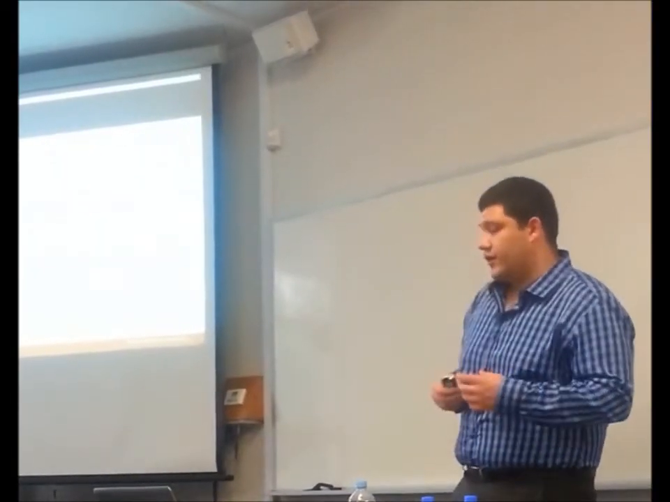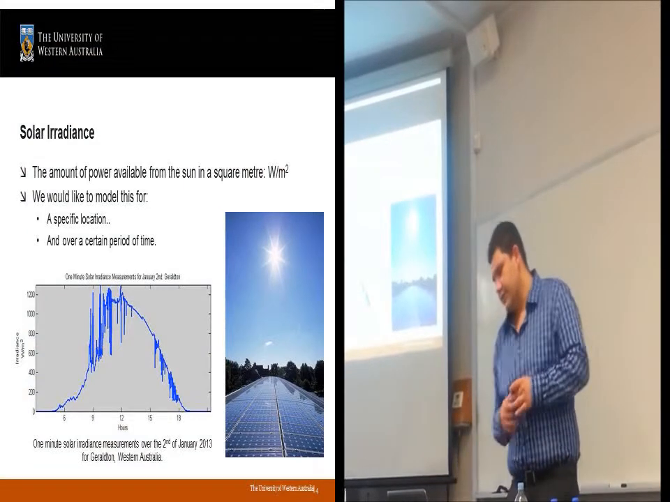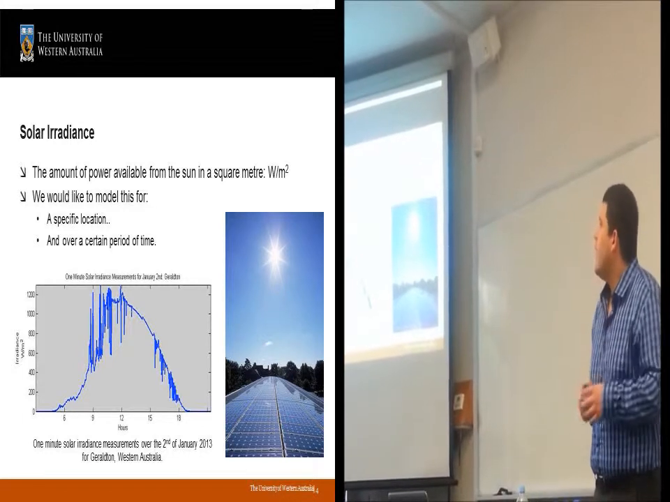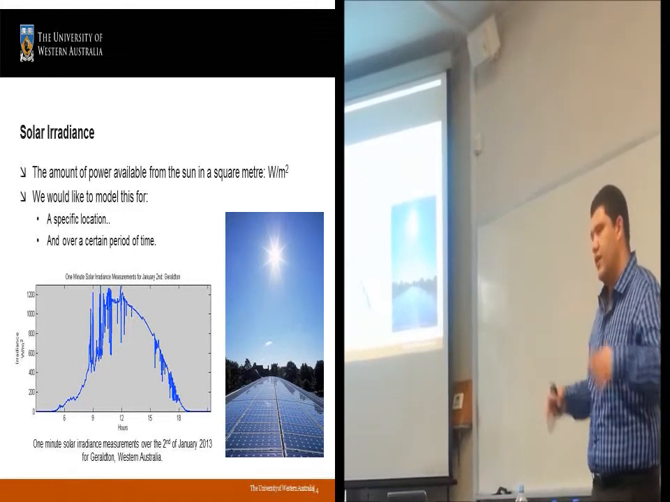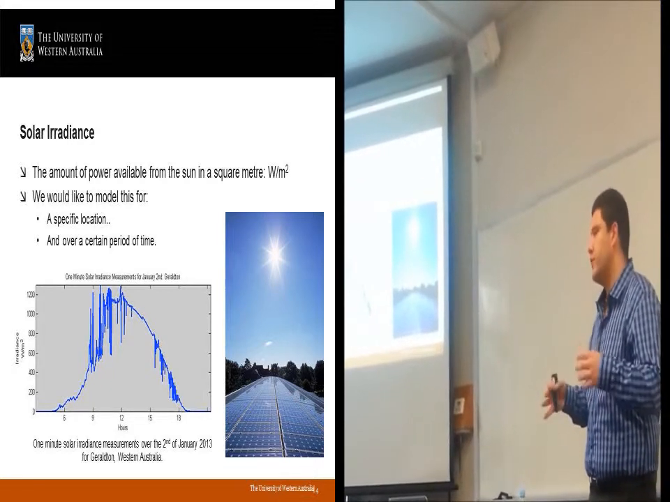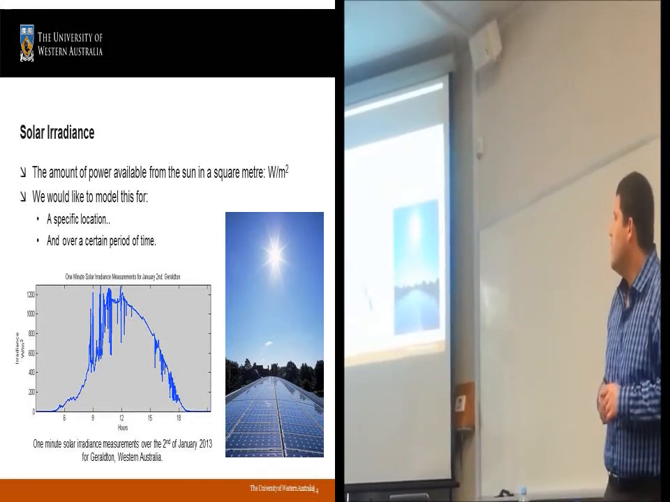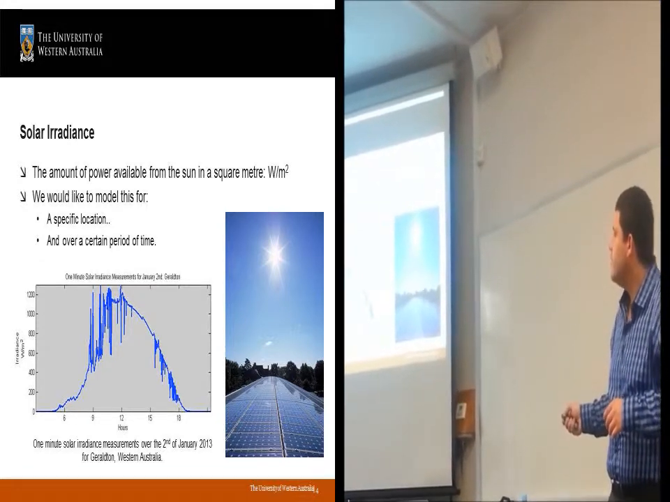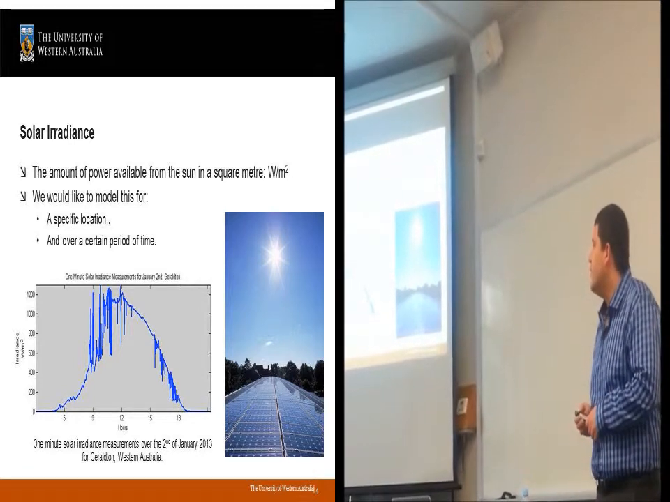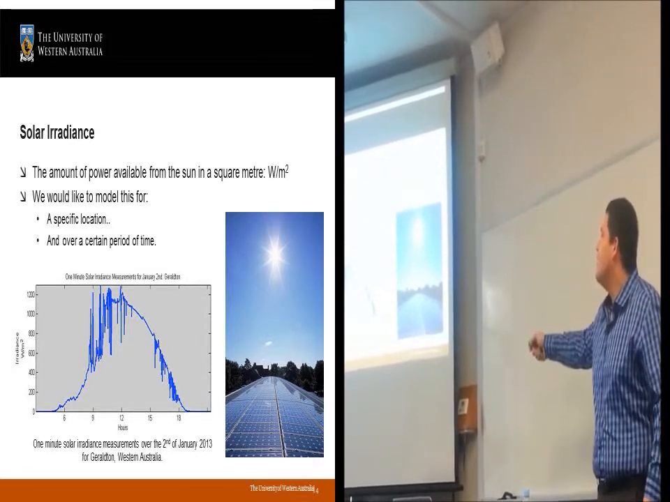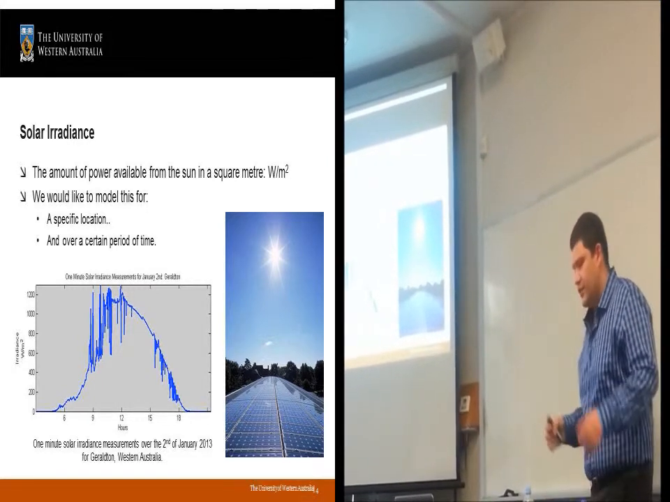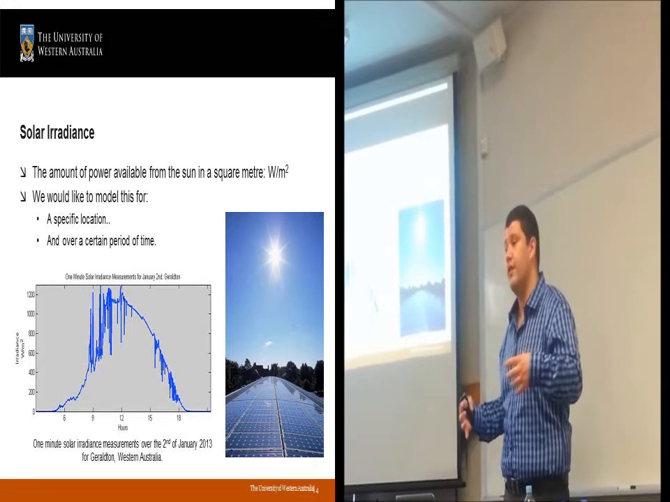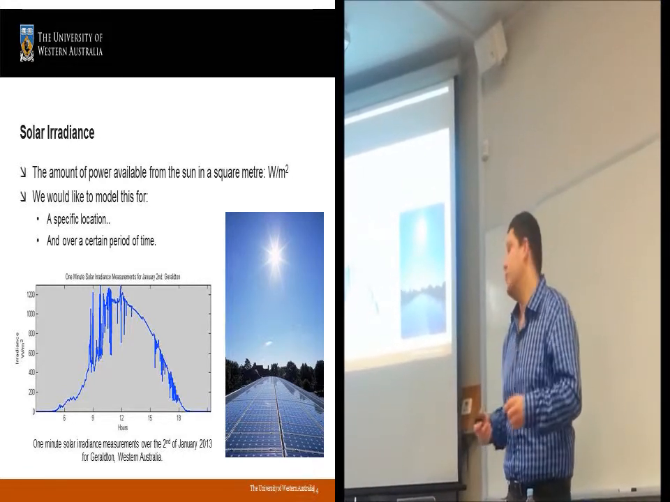So I'll give you a bit of background on modelling solar radiance. So what exactly is solar radiance? It's the amount of power available from the sun on a square metre, so available to our solar panels. And we would like to model this irradiance for a specific location and over a certain period of time. So if we can do that over 365 days, that's a data set to model our other component variables of.